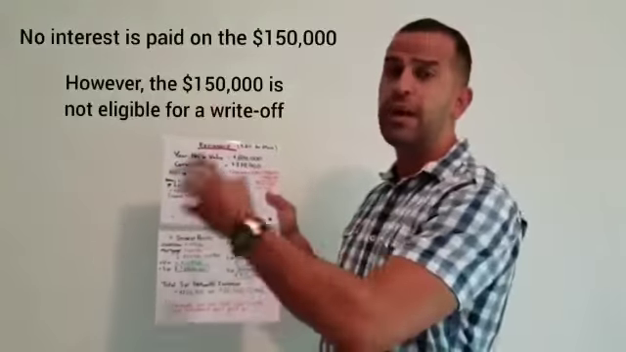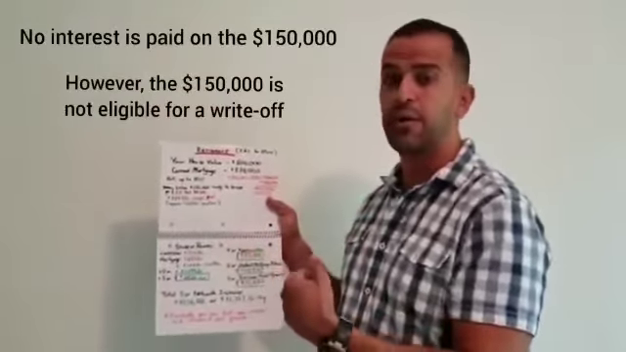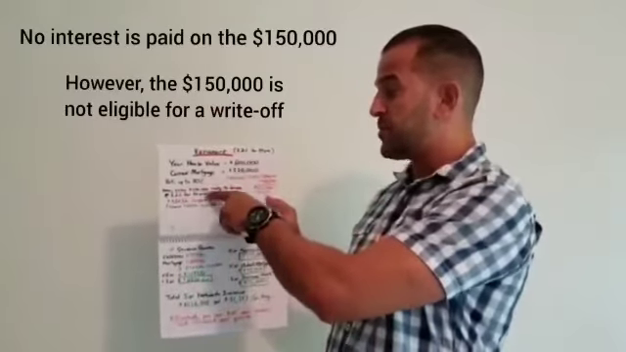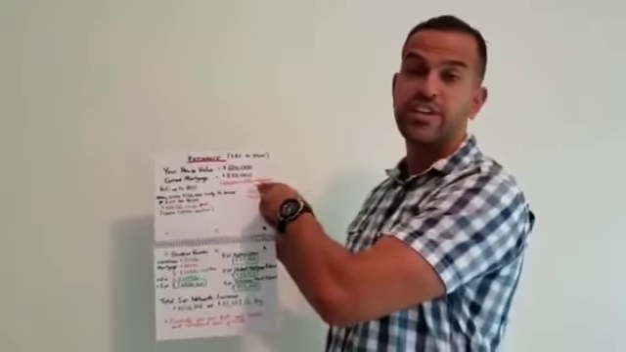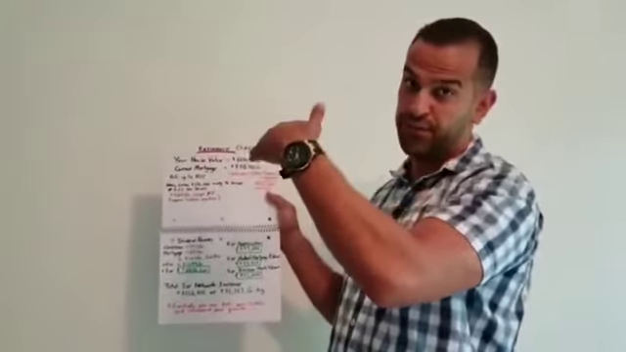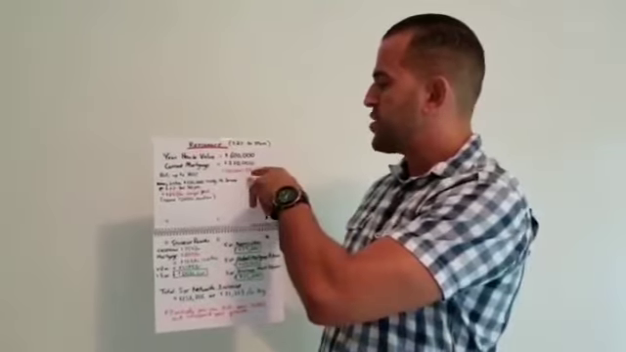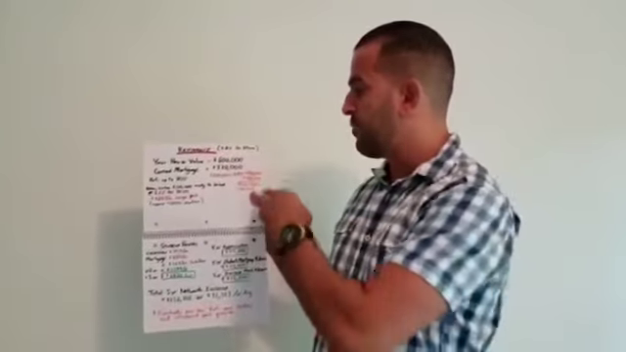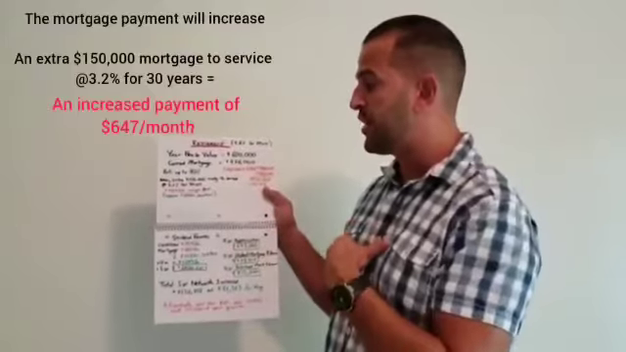So now we do not have to pay interest on that $150,000, but we don't get to write off the interest on the $150,000 either, okay? So now we have an extra $150,000 mortgage to service, right? So your initial $330,000 mortgage is up an extra $150,000, okay? So now you're up at $480,000 that you have to pay. So your mortgage payments are going to increase, okay?